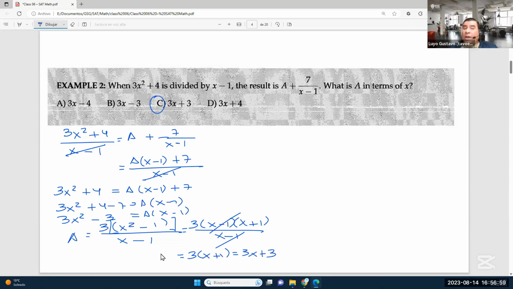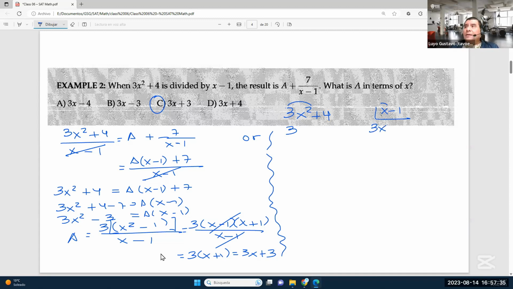All right, that's one way. It's a little kind of long. Much better is to follow the algorithm of the division. You may say this, I divide, let's do it from here, 3x squared plus 4 by x minus 1. Divide this term by this. What you have is 3x.